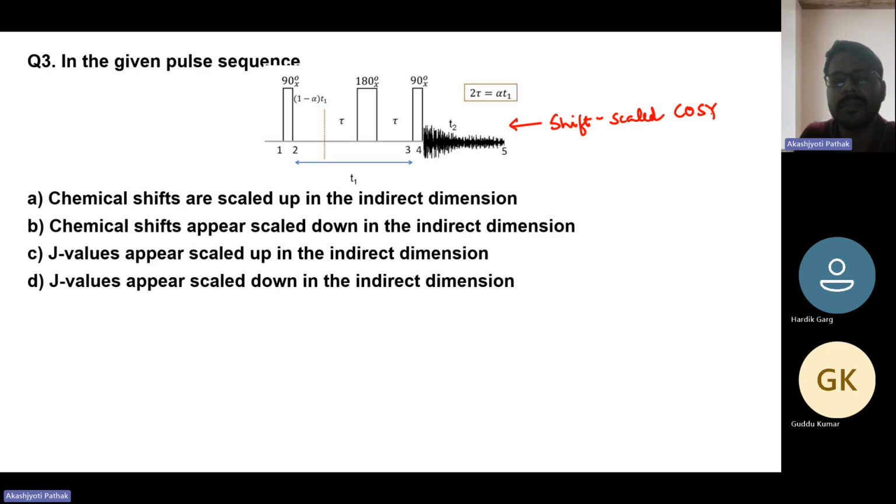So for a shift scale COSY, there are four statements given in the options. Option A is chemical shifts are scaled up in the indirect dimension. Option B, chemical shifts appear scaled down in the indirect dimension. Option C, J values appear scaled up in the indirect dimension. And option D is J values appear scaled down in the indirect dimension. So what will be the correct option for this shift scale COSY pulse sequence?